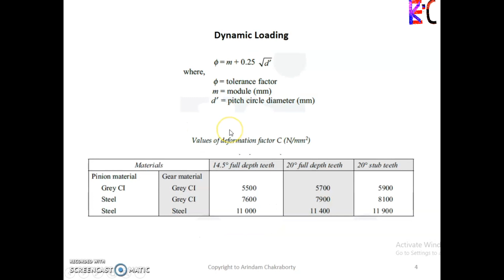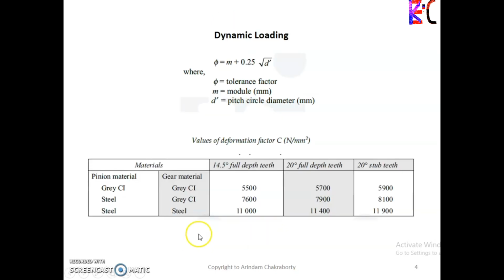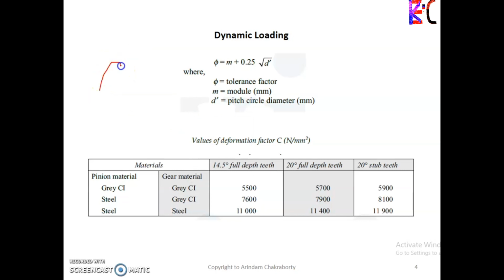Now the dynamic loading is also connected to something called phi. This is a tolerance factor. We'll go over this in one more class, or one more doubt clearing session. Dynamic loading needs this phi, this tolerance factor, because you are meshing two teeth. That means you are entering one tooth in between two other teeth. So you need some tolerance. You can't actually give a complete clearance. You need some clearance. So that is what is obtained by this. Q equals m plus 0.25 root over d dash.